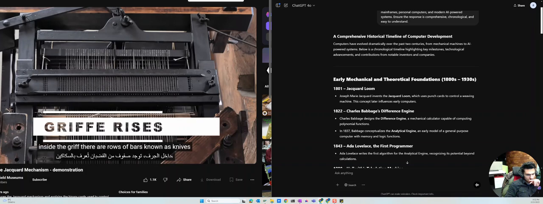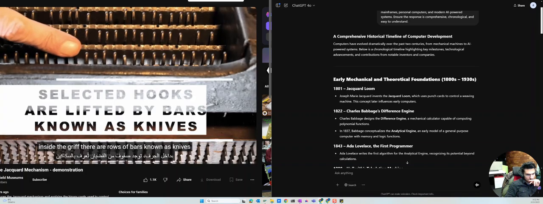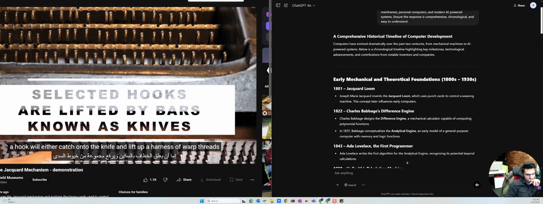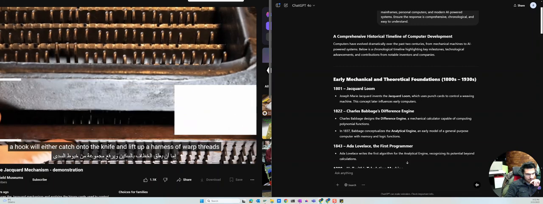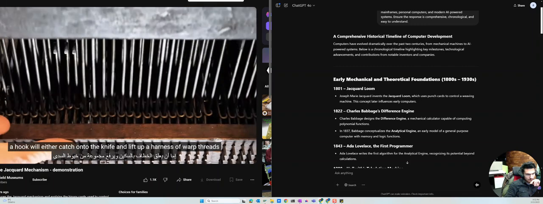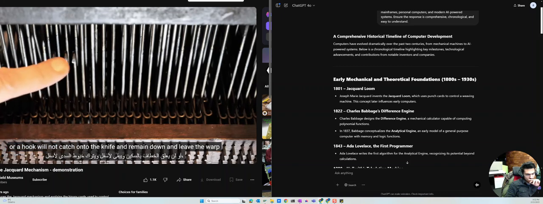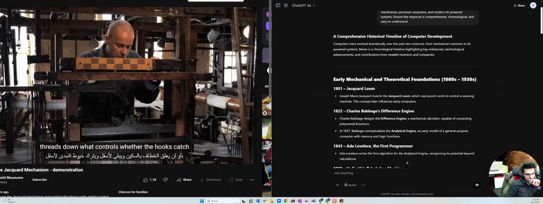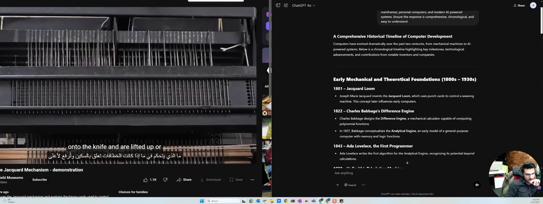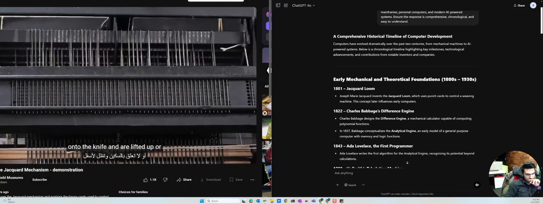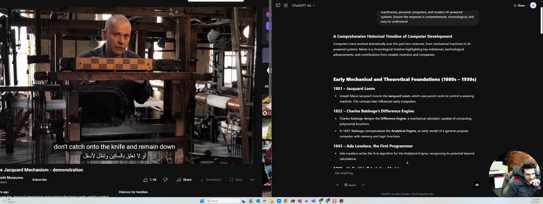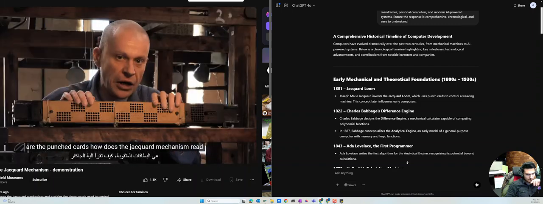Inside the griff, there are rows of bars known as knives. A hook will either catch onto the knife and lift up a harness of warp threads, or a hook will not catch onto the knife and remain down and leave the warp threads down. What controls whether the hooks catch onto the knife and are lifted up, or don't catch onto the knife and remain down, are the punched cards.